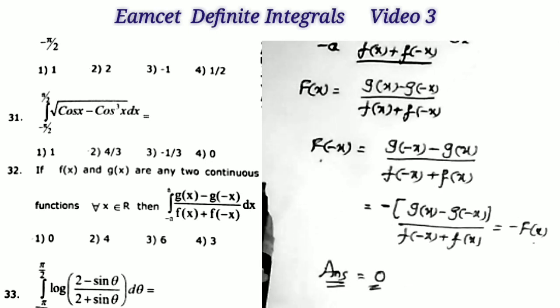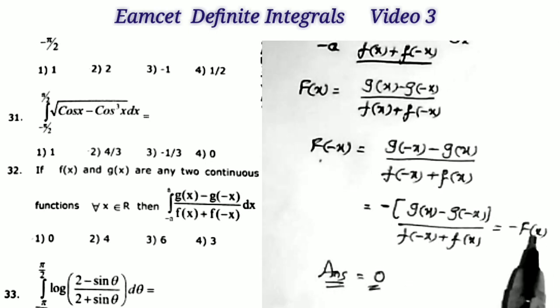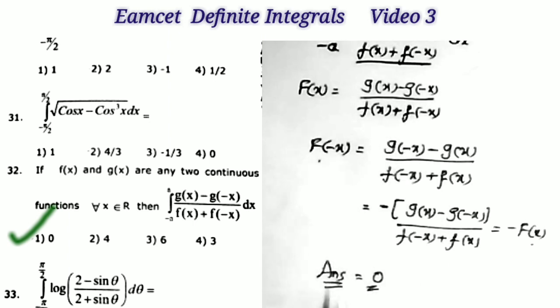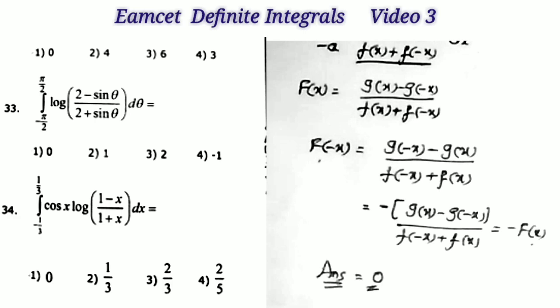So that is F of minus x is equal to minus F of x, means the given function is the odd function. So the answer of this question is equal to 0. Since this is the odd function, directly we can take the answer is equal to 0, and that is the first option. That's all.